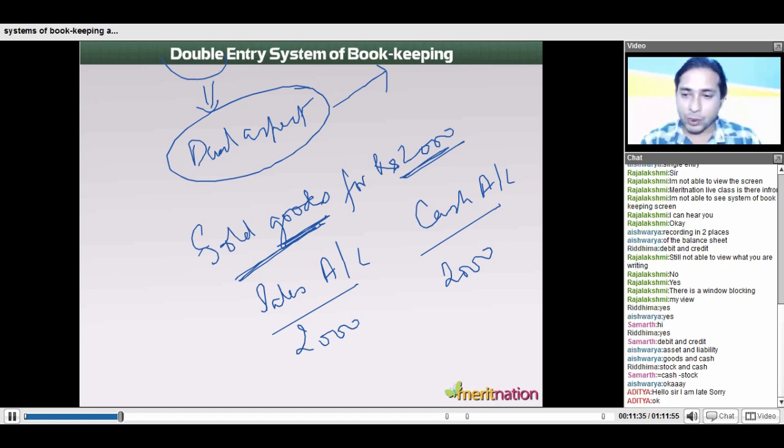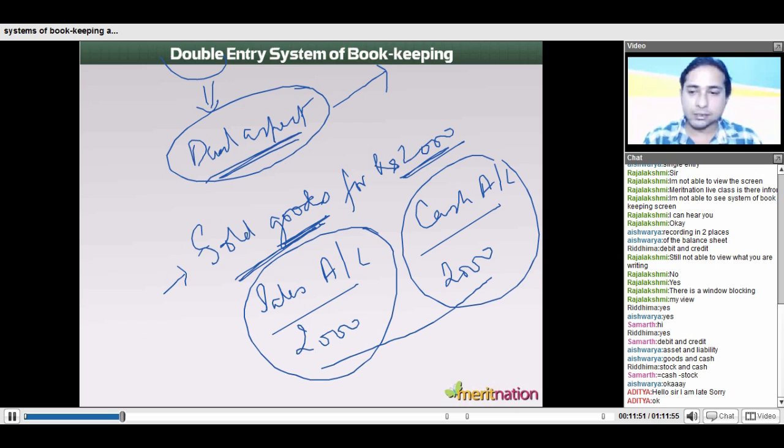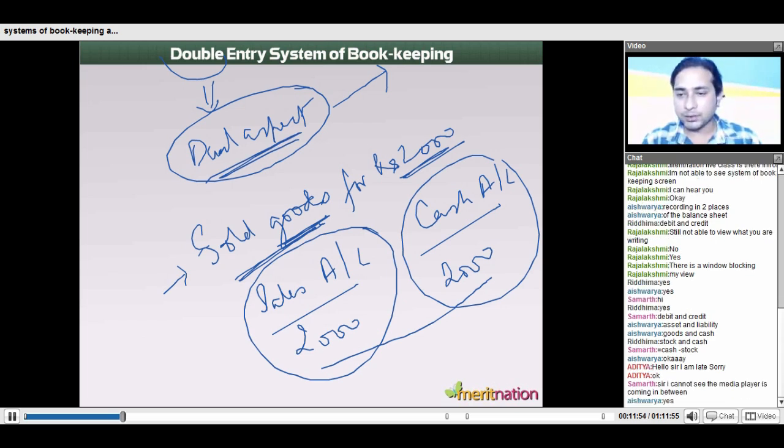So what I was saying is that in this transaction, we can see there are two accounts that are getting affected. One is sales account and another one is cash account. And both the accounts are getting affected by the same amount. So this is basically what I mean by dual aspect. Can you see this? Is it fine for everybody here?